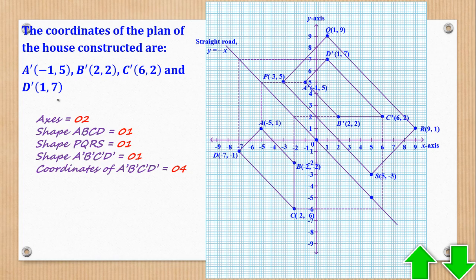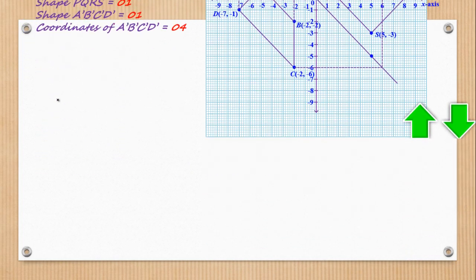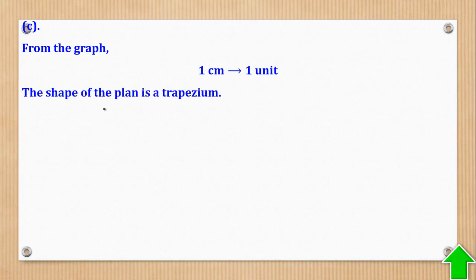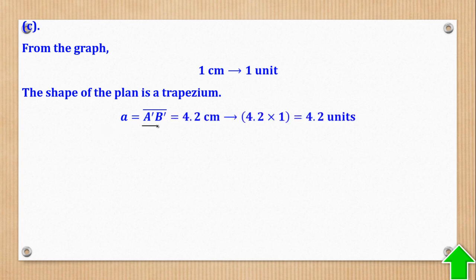Then the 4 marks were for 1 mark for each, or 1 score for each. Okay, now we are going to get the area. Area, I told you, we have to measure. So I'll get my ruler and measure. So from the graph, we know that 1 centimeter represents 1 unit. So the shape of the plan is a trapezium. Okay. Then A prime, B prime is of length 4.2 centimeters. Use a scale, you get 4.2 units.